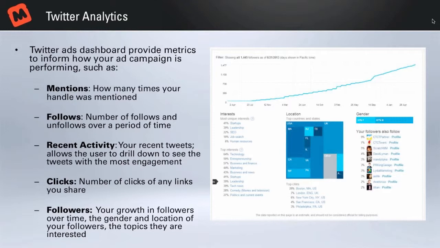And then followers, think of your growth in followers over time, the gender and location of your followers, the topics they're interested in. Really important metrics in terms of, well, who's really engaging in my brand? Am I seeing trends both in the positive and the negative? Am I seeing significant positive increases, negative increases, etc.? What is it that I need to do? Do I need to do some more promoting? Should I cut back on my spending, etc.? So both Twitter and Facebook will give you some really good information as it relates to that.